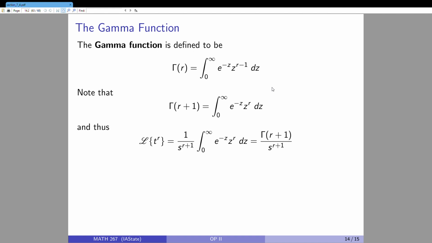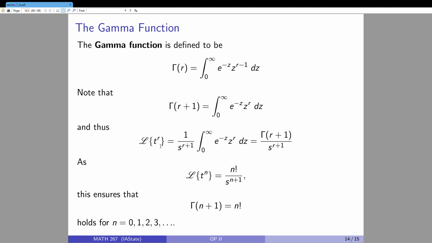There's actually a good argument in favor of that, and we'll touch on it here, because note now, I know that the Laplace transform of t to the n is n factorial over s to the n plus 1. So this actually tells me gamma of n plus 1 is n factorial. Right. So that's what Gauss didn't like. He wanted gamma of n to be n factorial, but he lost out on that one, unfortunately.